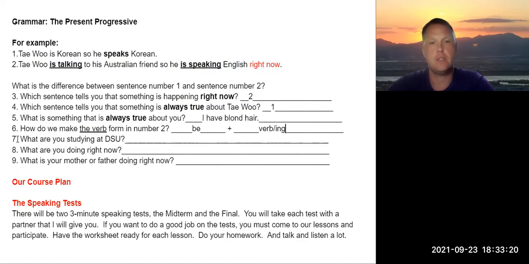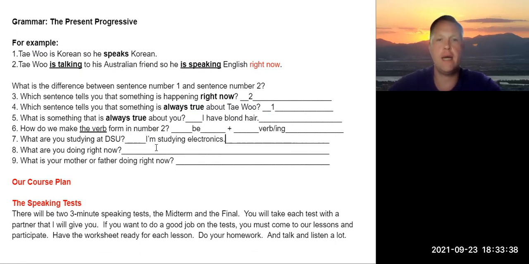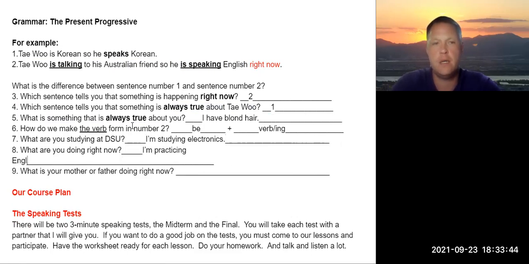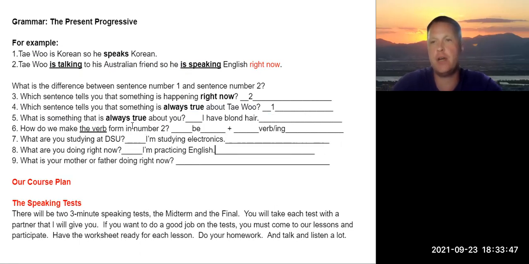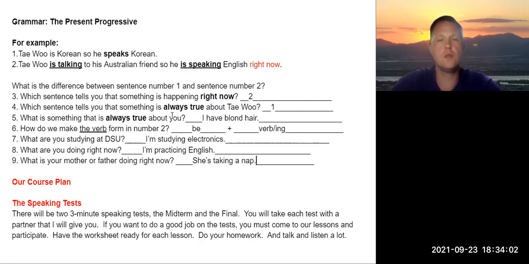So here's some practice questions for you. What are you studying at Dongsa or wherever you're studying? I'm studying electronics. What are you doing right now? I'm practicing English. I'm sitting in a chair. What is your mother doing right now? She's taking a nap. She's cooking. She's working. She's driving. Okay.